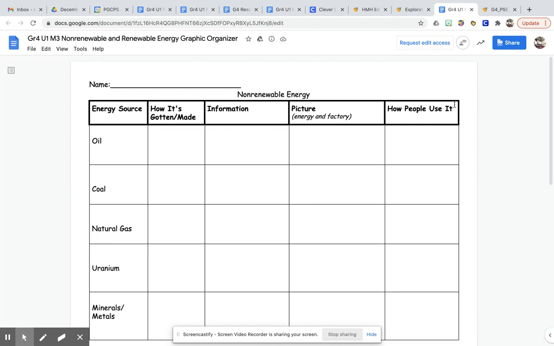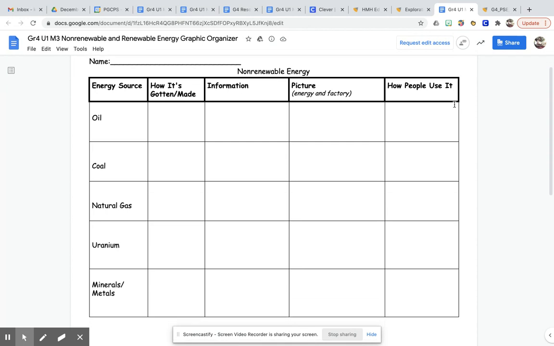Now, guys, your non-renewable energy part of your graphic organizer should be done. You should have done this yesterday during class time. You had class time to do it. So if it's blank, guys, I know that Dr. Johnson went over it. I know that he supported you with it. And so it is now on you to get this non-renewable energy portion done, which means you're going to have to go back and watch the video again.